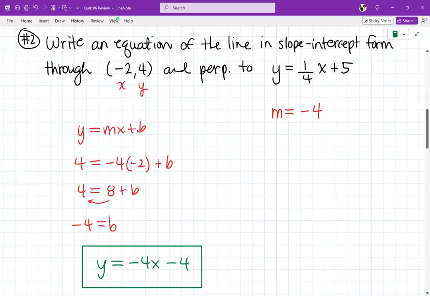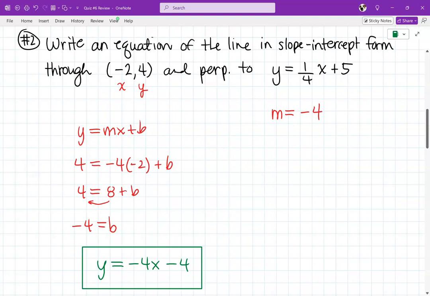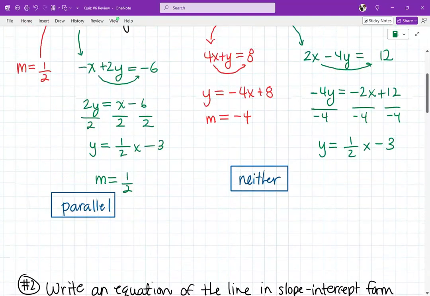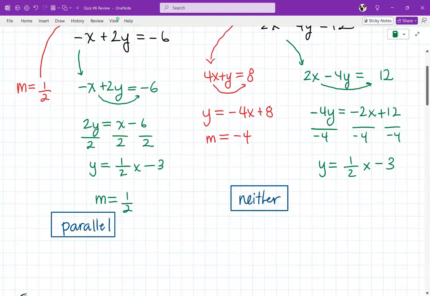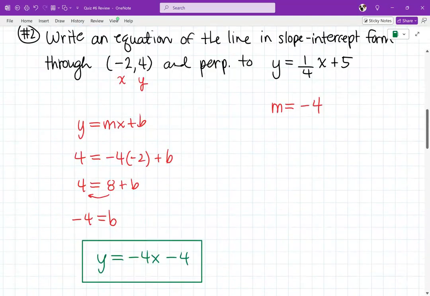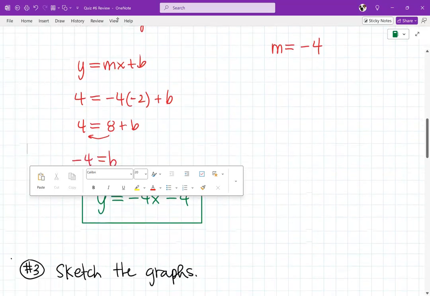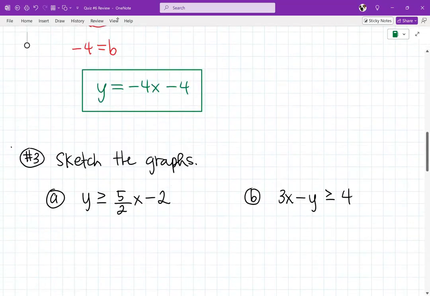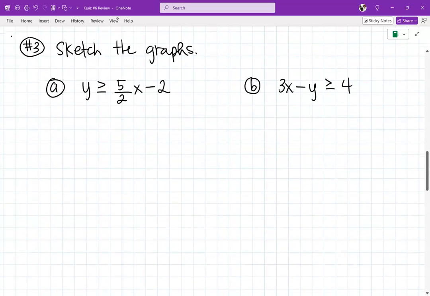And again, you have like 2 of these on your quiz. I don't remember how many of these. I think you have 2 of these, and you have 2 of these. So that's 4 so far. I think that's correct. I think there's 4 graphing problems. So we're doing 2.